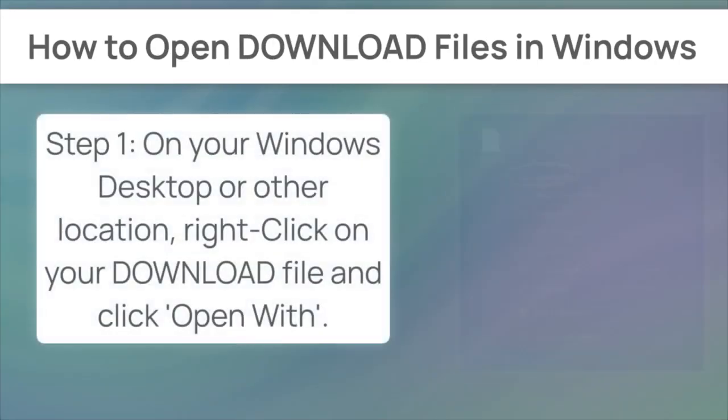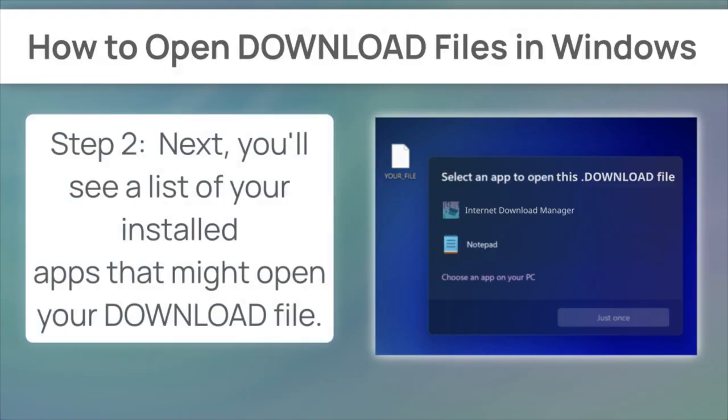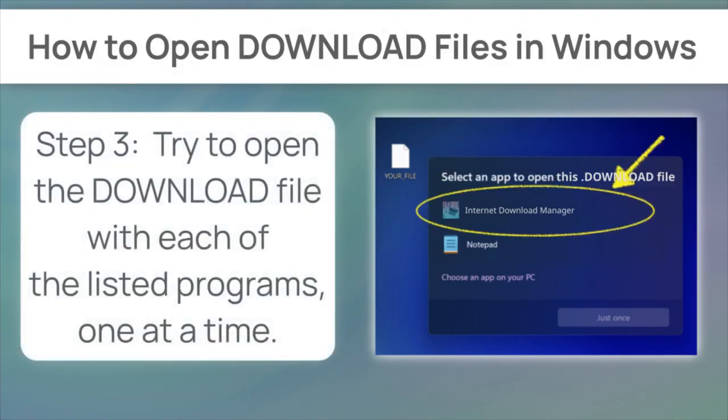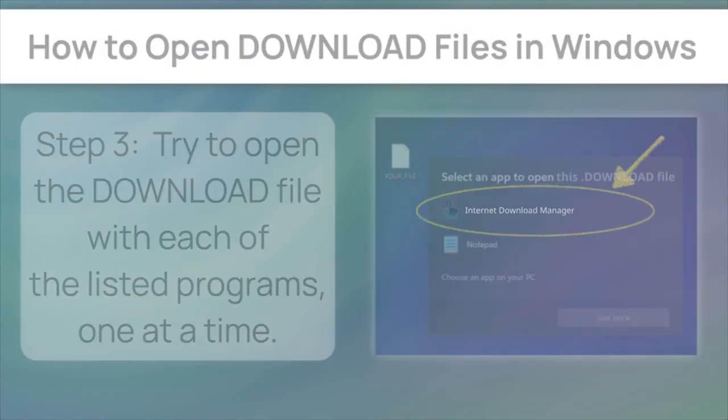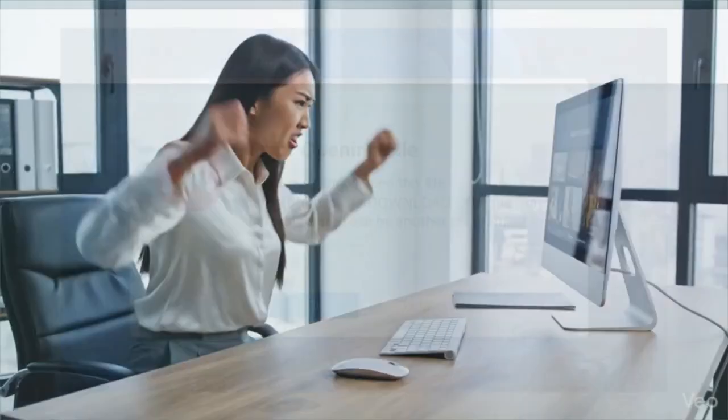To force file access, right-click your download file and select Open With. If Internet Download Manager is an option, test it. If it's not available, choose another program. We are trying to find the specific compatibility bridge. If the download file still will not open, there is no need to stress. Let's quickly diagnose the core issue.